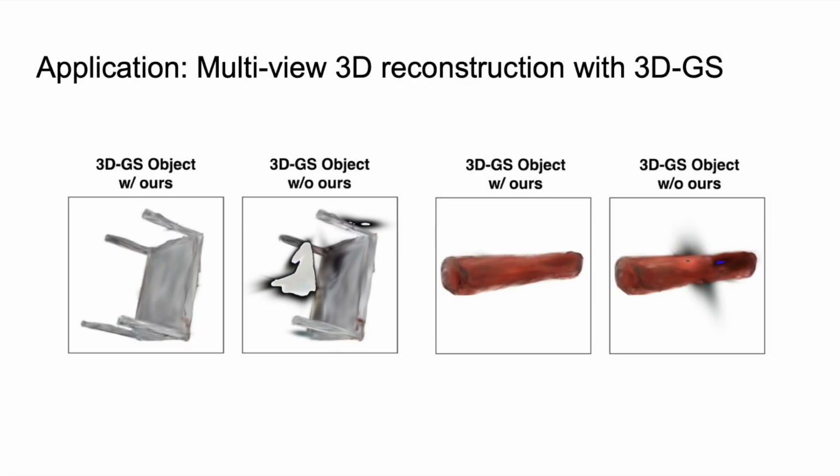The impact of our work extends to downstream applications, such as multi-view 3D reconstruction using 3D Gaussian splatting. As you can see by comparing the images, the 3D objects reconstructed using our completed views are far more complete and contain fewer artifacts than reconstructions done without our method.